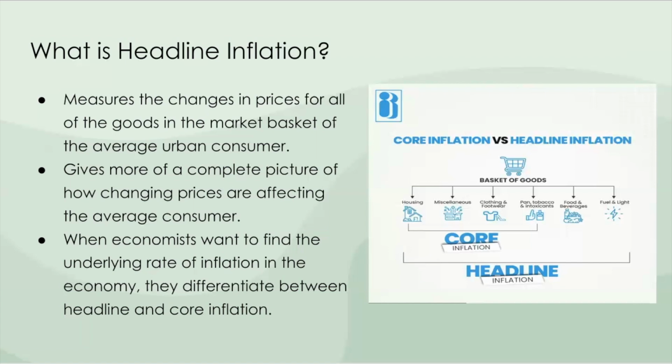Whenever economists want to find the underlying rate of inflation in the economy, they differentiate between headline and core inflation. So as you can see here on the right, core inflation is just these four right here, while taking out food and beverages, and fuel and light, which take a big toll on the average consumer. So that's what headline inflation includes as well.